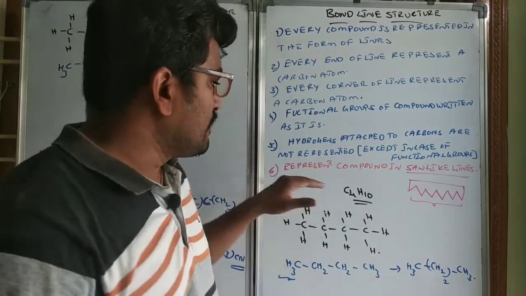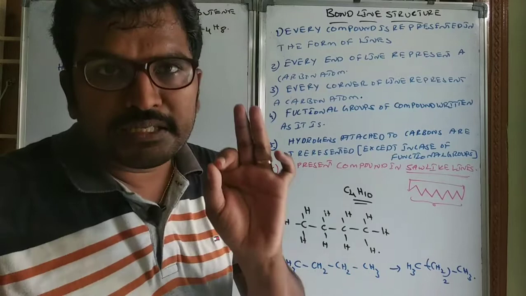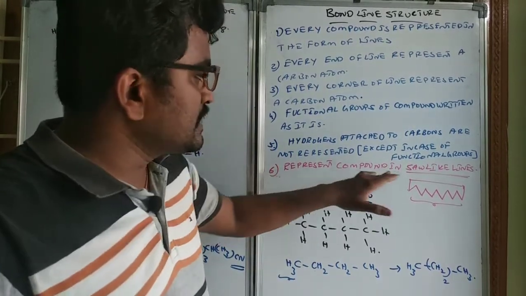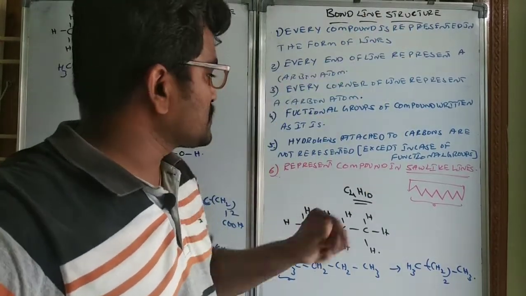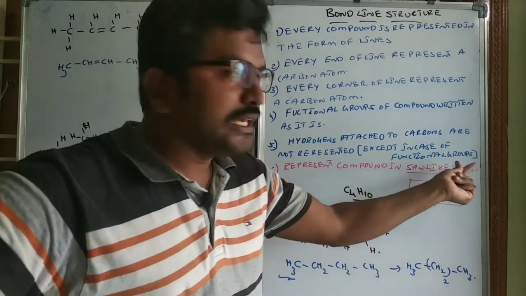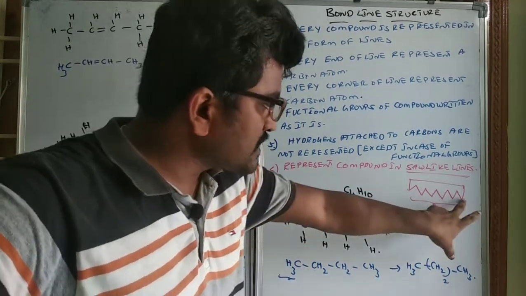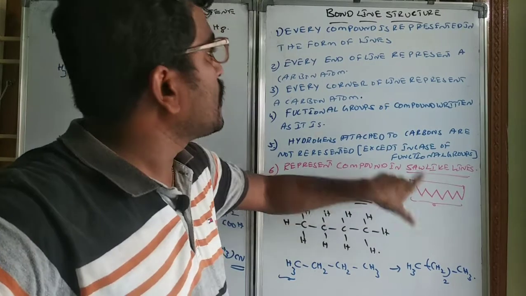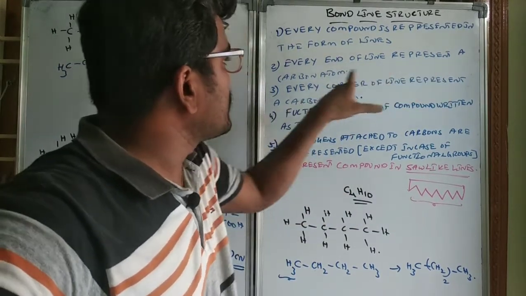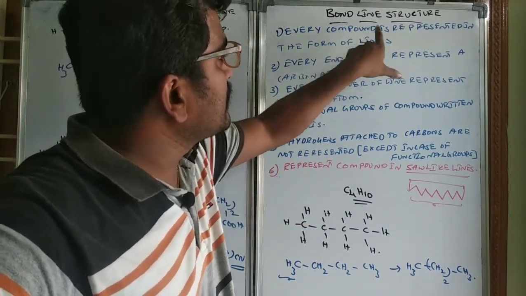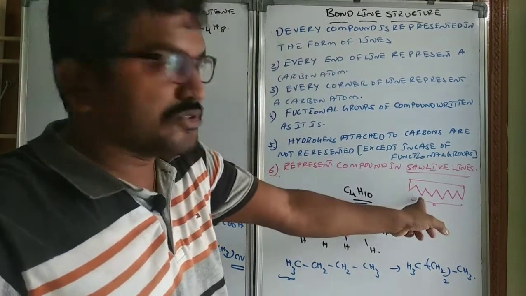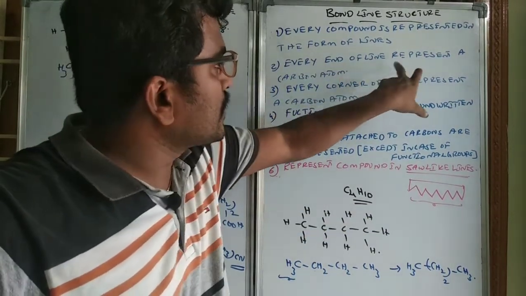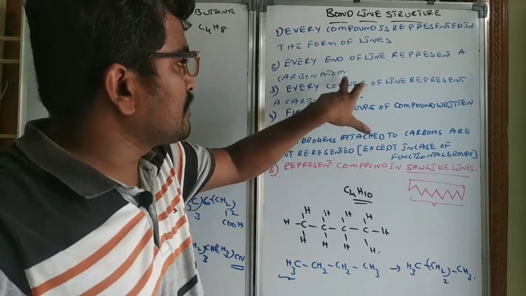Clear? So whenever you take any organic compound, the first thing is, in a bond line structure, represent the compound in saw-like lines. In this case, every corner and every end of the line represents a carbon atom, and every compound is in the form of lines only, like this.